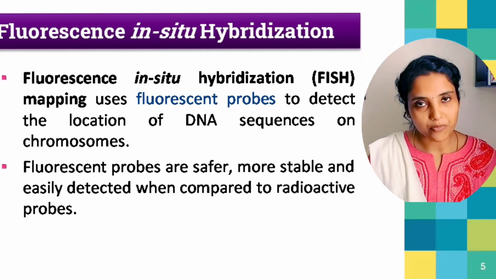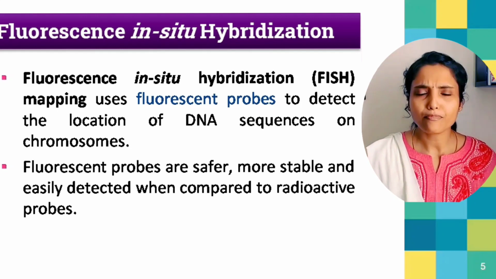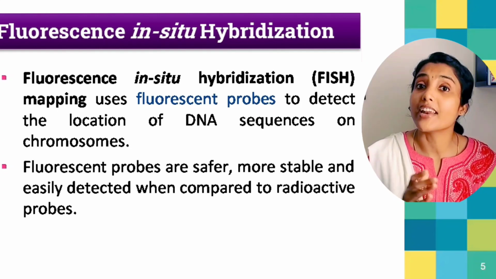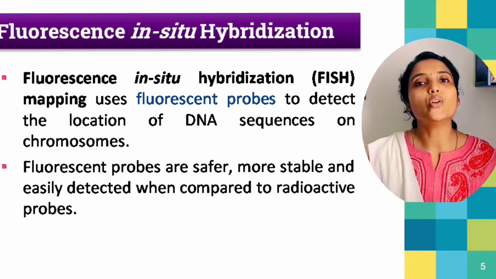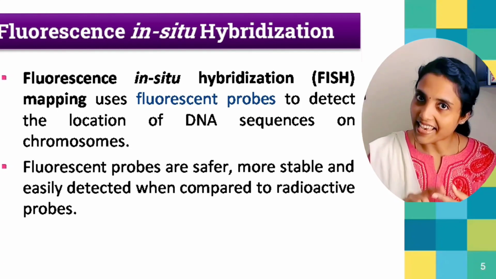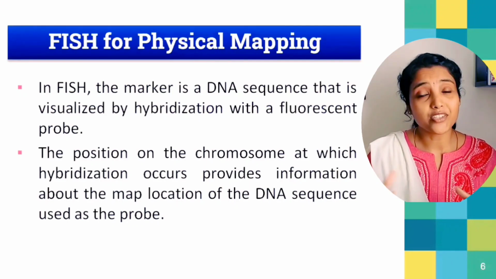Now we'll be seeing what probes are and how they are designed in the coming slide. Okay. Now, why fluorescent probes? Initially, you had many techniques using radioactive probes, but then we slowly shifted towards fluorescent probes because they are more stable, they are safer, and they can be easily detected. Okay. So how will we use FISH in physical mapping?